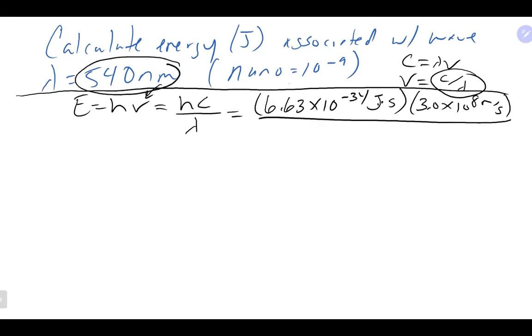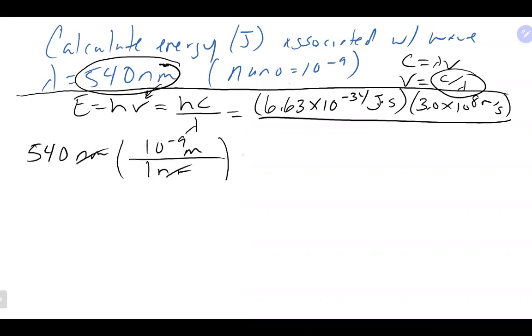Once again, we do need to get it into meters, otherwise we're going to be off because we're in nanometers here. So we'll do our conversion to take it back to meters. A nanometer is 10 to the minus 9 meters. Those cancel and give us about 5.4 times 10 to the minus 7 meters, which goes here. In terms of units, the meters on top and bottom will cancel, seconds will cancel, leaving just joules.